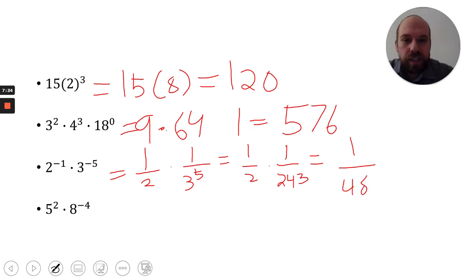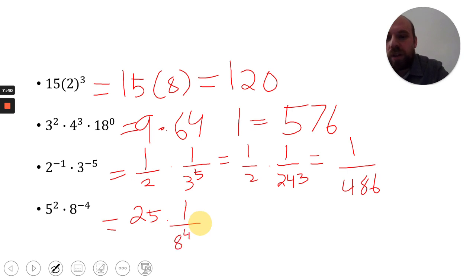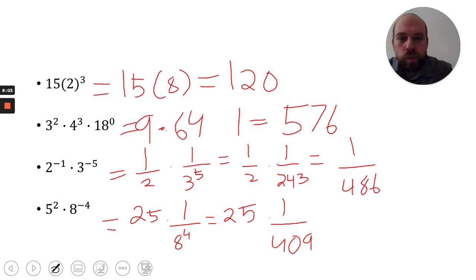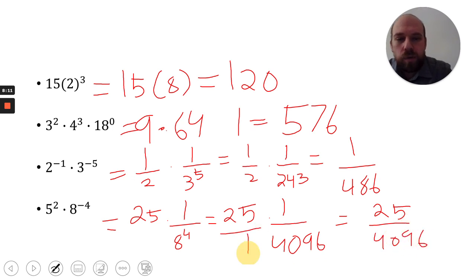Last but not least, we have 5 to the second, which is 25, times 1 over 8 to the 4th power, which is 4,096. Then we have 25 over 4,096. And those are your answers.